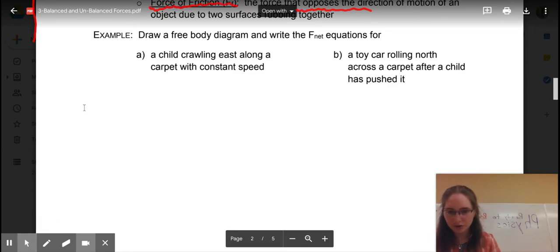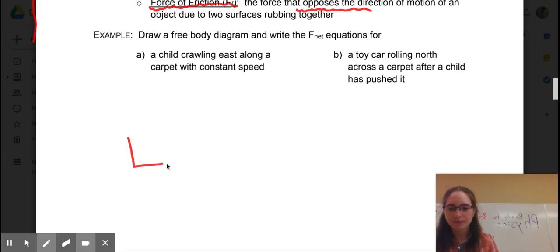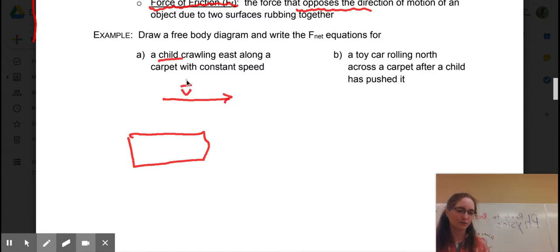Let me turn the pen tool on. There we go. So you're going to draw a box, and that is going to be whatever object you happen to be dealing with. In this case, it is going to be a child. This doesn't look like a child, but close enough. And the child is going to be crawling east. So this is the direction of that child's velocity. Now, key thing, constant speed.